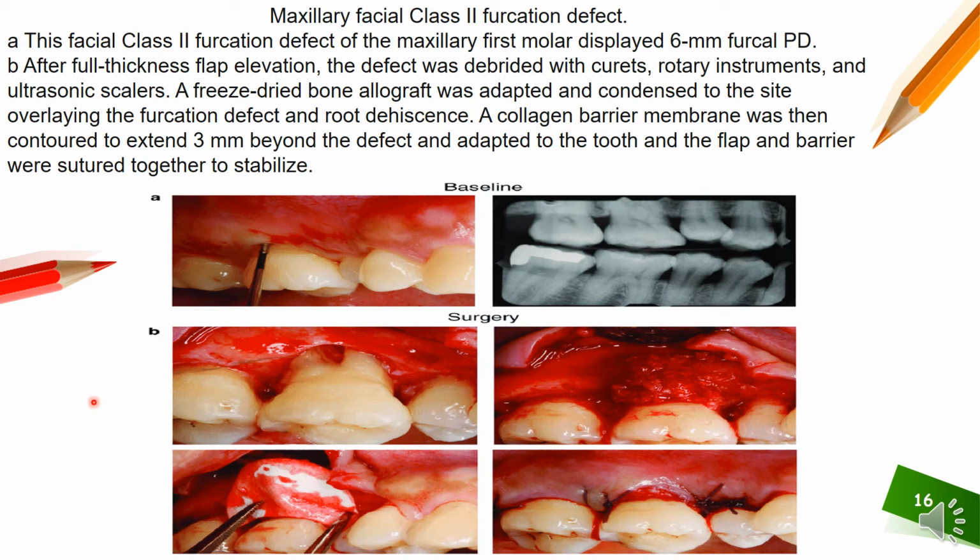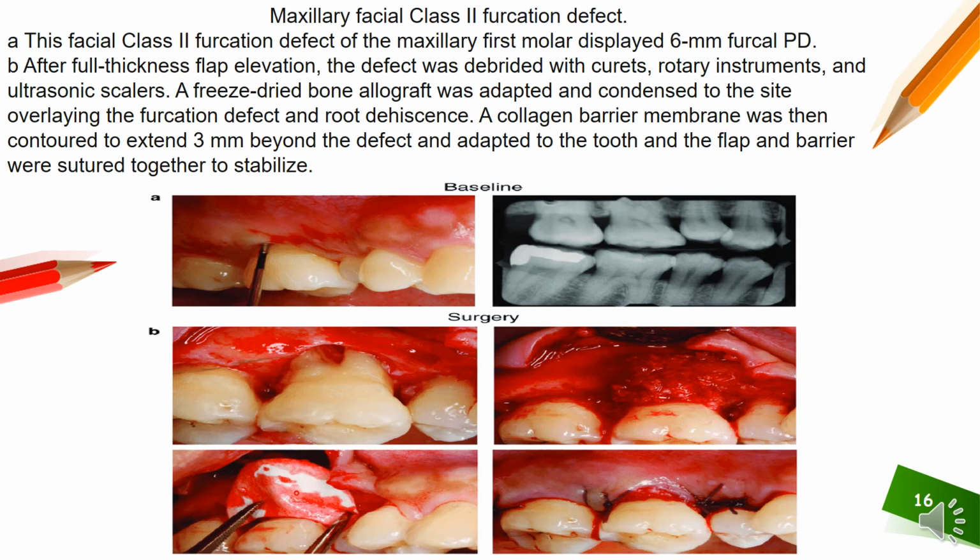Maxillary facial class 2 furcation defect. In picture A, in the maxillary first molar, there is a class 2 furcation defect and 6 mm probing depth. After full thickness flap elevation from the buccal and palatal aspects, debridement with curettes, rotary instruments and ultrasonic scalers, a freeze-dried bone allograft was adapted and condensed to the site overlying the furcation defect and root dehiscence.